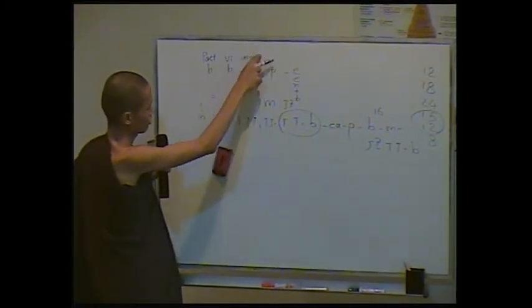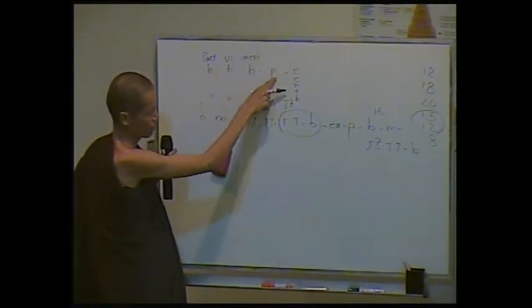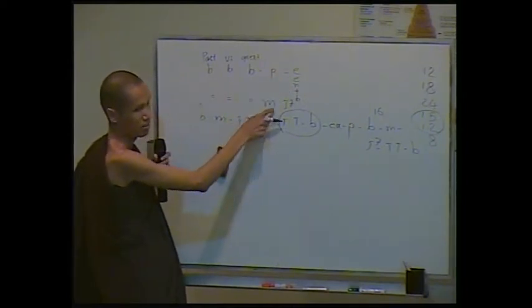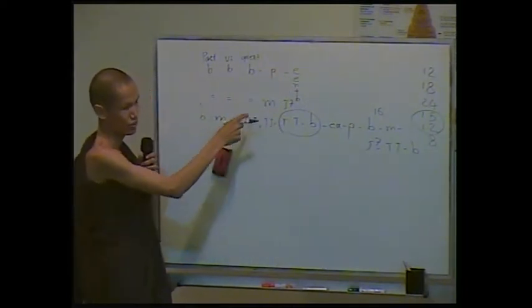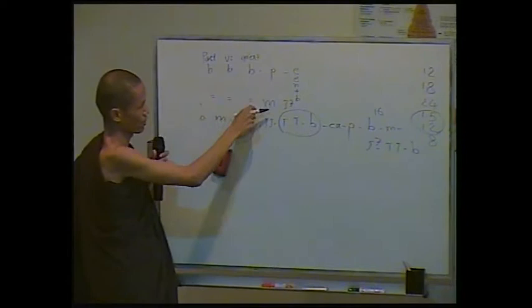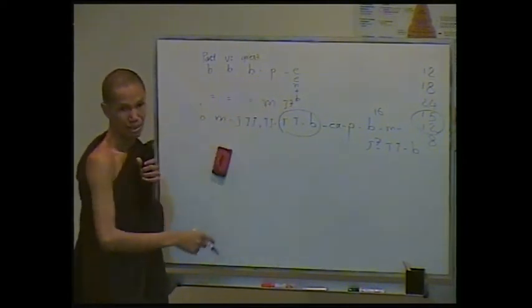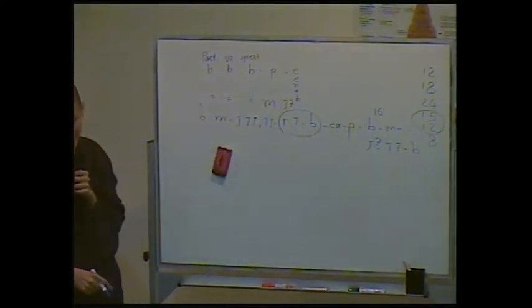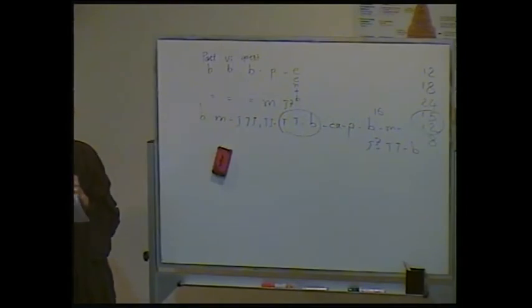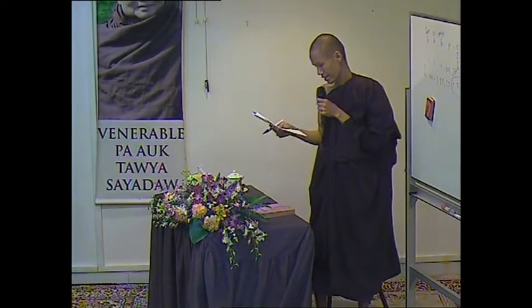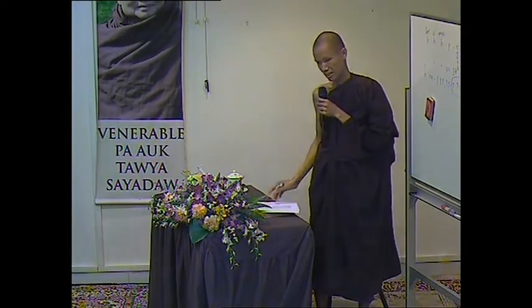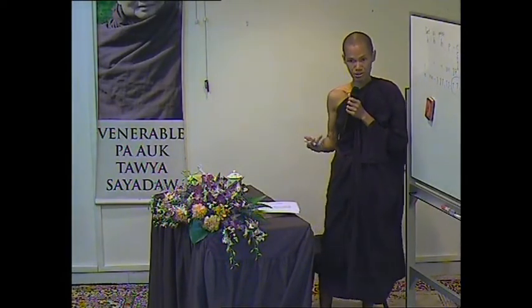So Bhavanga Upacchera supports Panchadvara Vajana and Manodvara Vajana. How many Bhavanga Upacchera are mentioned? 15. Panchavokara Bhavanga Upacchera. Panchavokara, we have a usage: Ekavokara, Chatuvokara, Panchavokara.